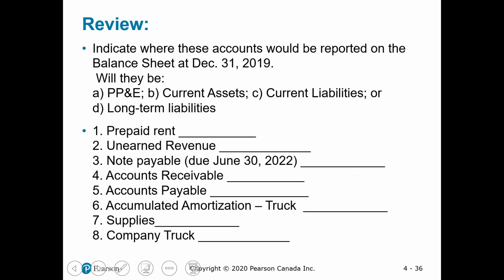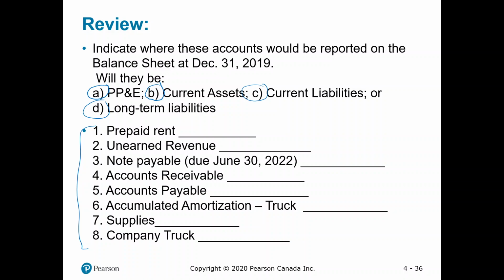Now let's quickly break this out into where these items would be reported on the balance sheet. So we're going to prepare a classified balance sheet, and you've been given a list of these 8 accounts. So we need to know how to classify them. Will they fall under PP&E, current assets, current liabilities, or a long-term liability? So pause the video, try this on your own. Pick out whether each of these fall under A, B, C, or D, and then when you've gone through them all, you can play again and we'll go through it.